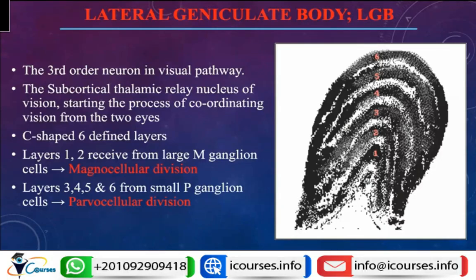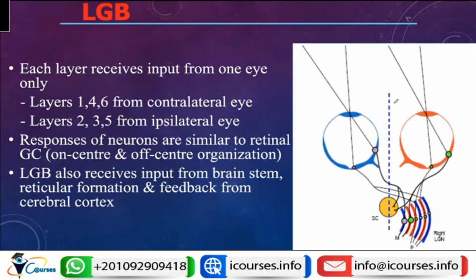And as we mentioned before in the anatomy, it is a nucleus that's formed from 6 layers. The first 2 layers are called the magnocellular layers, and the last 4 layers are called the parvocellular layers. They have a specific configuration of the distribution of the retinal nerve fiber layer, so that layers 1, 4, and 6 receive fibers from the contralateral eye, and layers 2, 3, and 5 receive from the ipsilateral eye. And again, they follow the on-center off-surround organization.